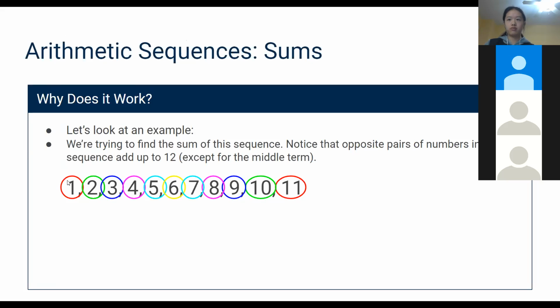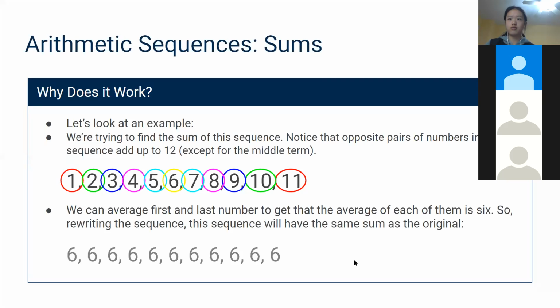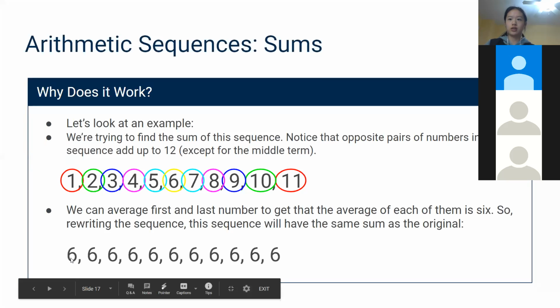So we can notice that the opposite pairs of numbers add up to 12, and the middle number is half of what they're adding up to. So we can sort of rewrite the sequence like this. We can see that it still has the same sum because the first and last number still add up to 12, and the other two numbers still add up to 12, and so on and so forth. And the middle number is still 6.